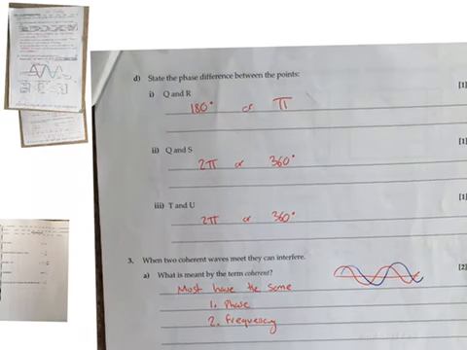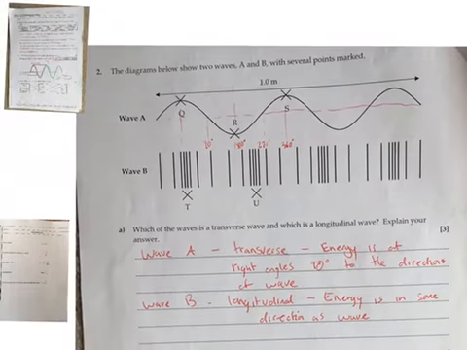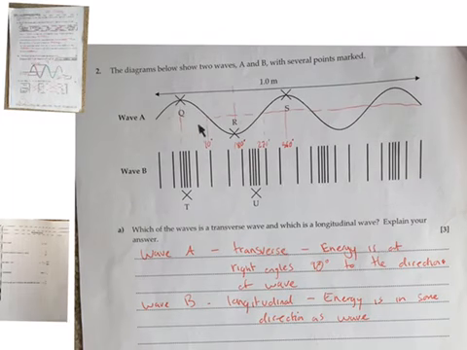State the phase difference between the points Q and R. So let's have a look at Q and R. Q and R, it's half a wavelength. So you can see that I've written here, if that's 0 degrees, we know a full cycle is 360 degrees, or 2 pi. So half of that is going to be 180, and then half of that again is going to be 90.